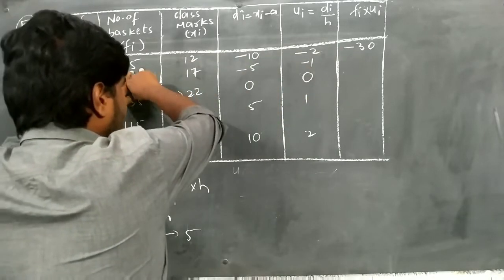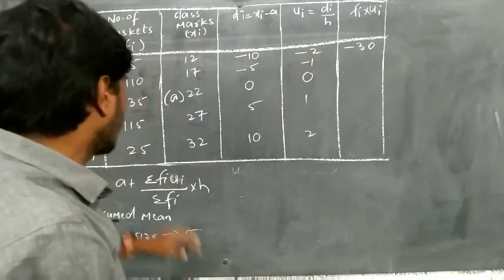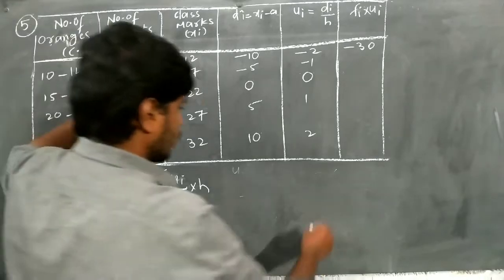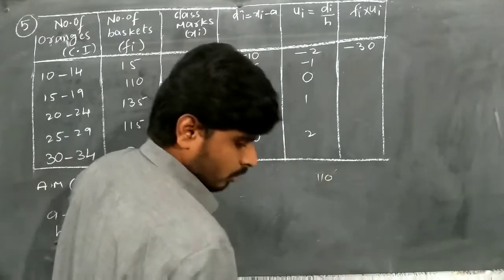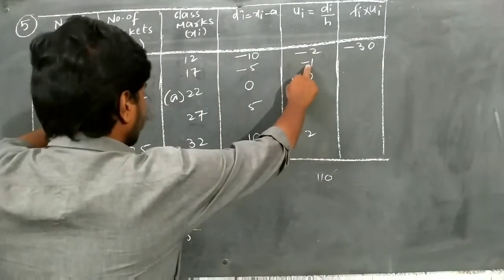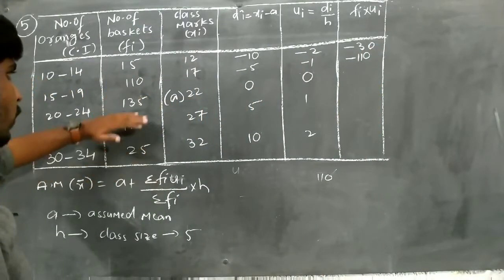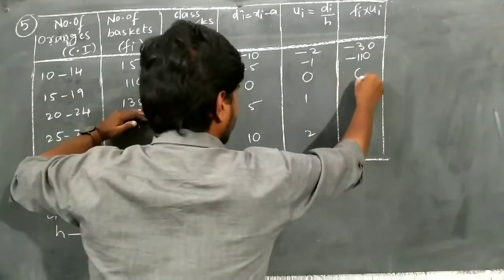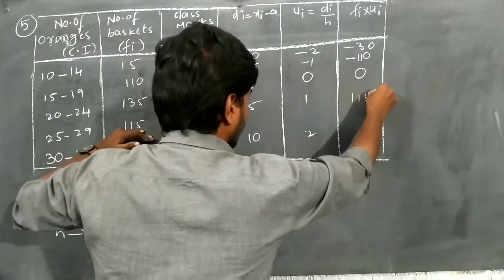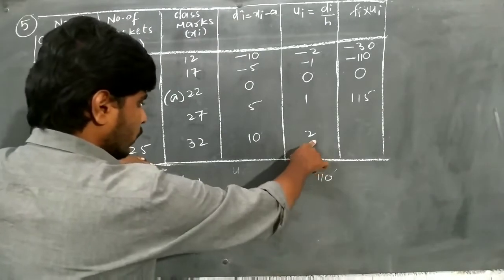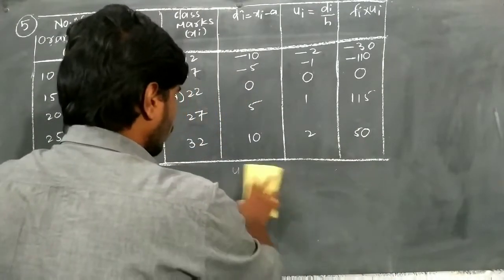So these are the fi values, these are the ui values. We have to multiply fi into the respective ui. So 15 into minus 2 will get minus 30. 110 into, sorry, 110 into minus 1, it becomes minus 110. Okay, right. Next, 135 into 0, it becomes 0. So 115 into 1, you get again 115 as it is. 25 into 2, we get 50. Okay, right. So we got the fi into ui values also.